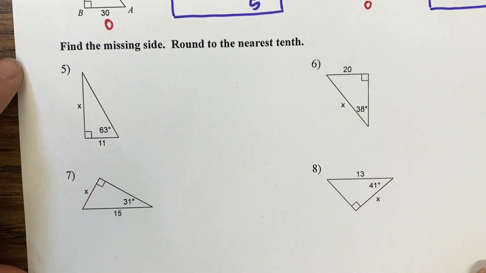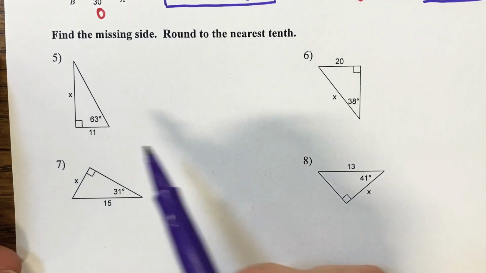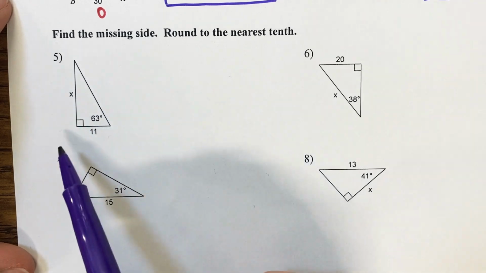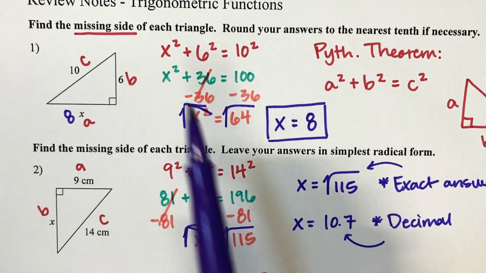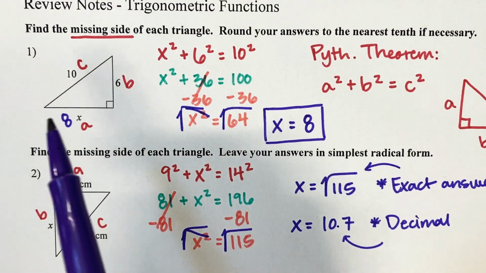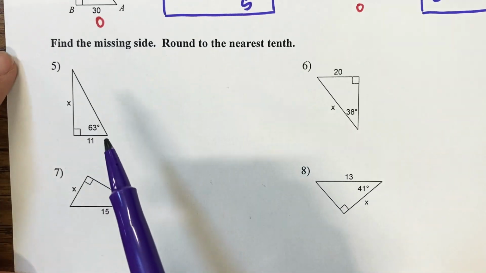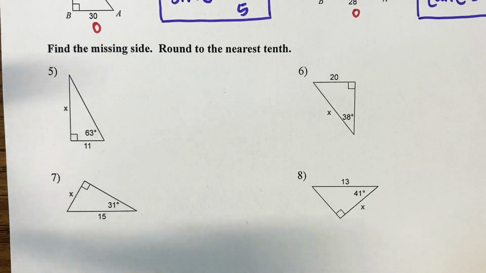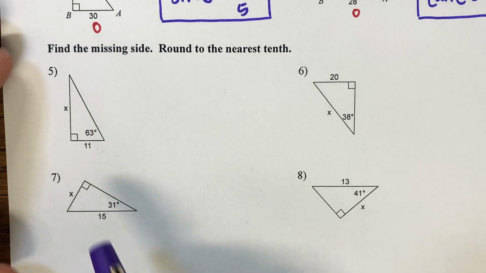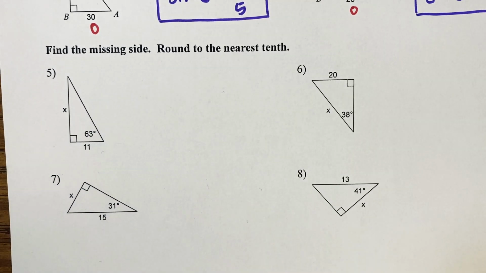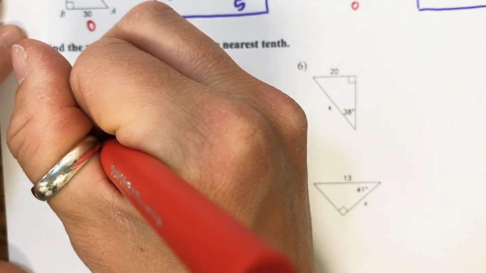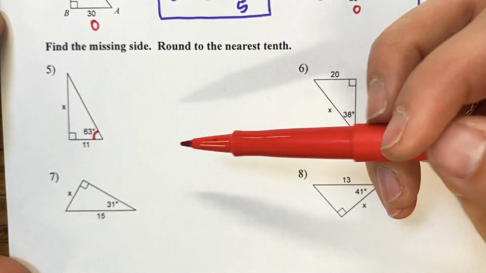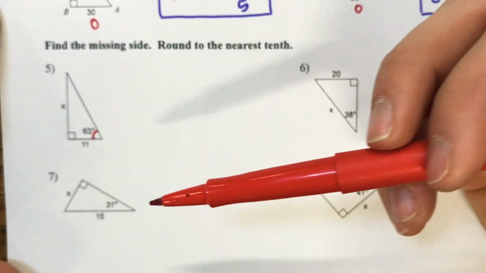Okay, so now on numbers 5 through 8, we are actually going to use those trigonometric ratios in order to help us solve for missing sides. So remember up here we were finding missing sides when given 2 sides. But on 5 through 8 we're given 1 side and an angle. Okay, so let's look at number 5. Okay, so what angle does it give us? It gives us 63. So based on 63, then we need to identify the opposite, adjacent, or hypotenuse.